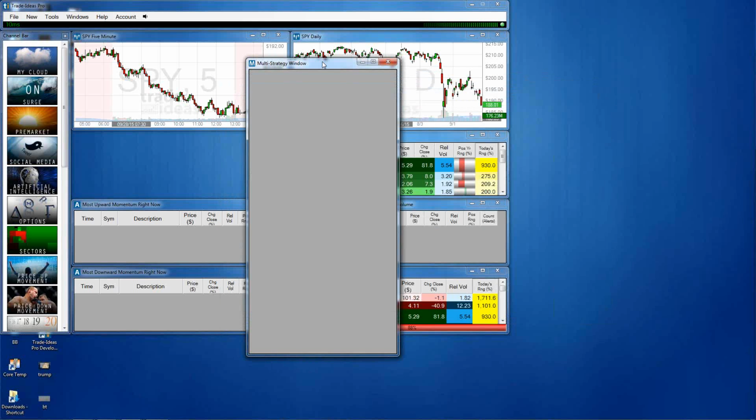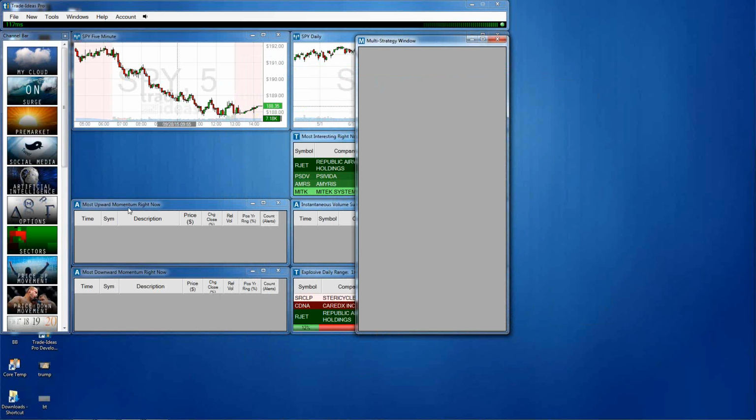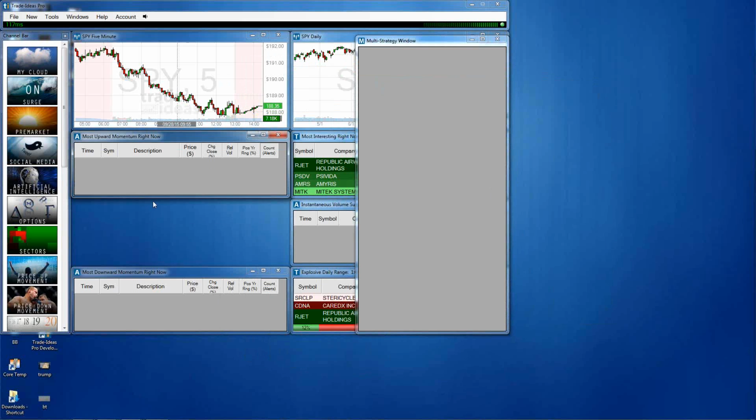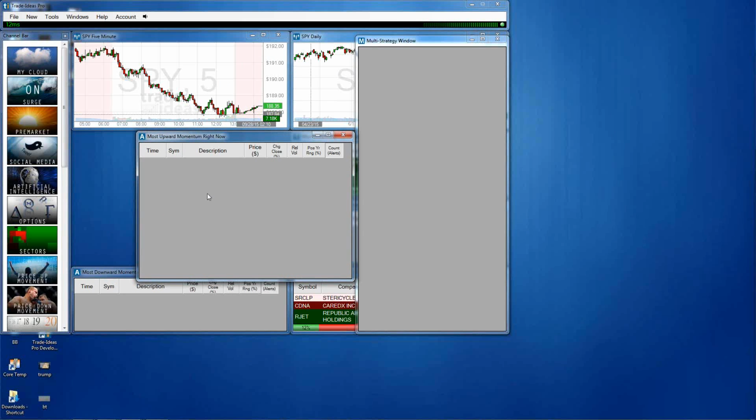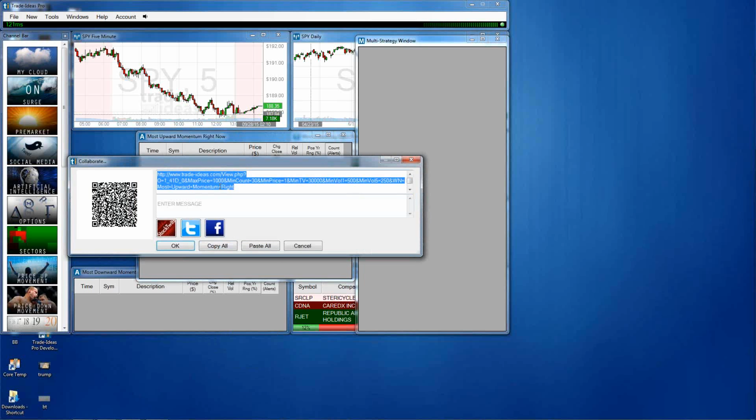If I already have a couple of windows that I want to move in here, it's very simple. So if I wanted to move this window into the multi-strat, simply right click, select collaborate. This is the line of code for that strategy window. So all we have to do is click copy all.